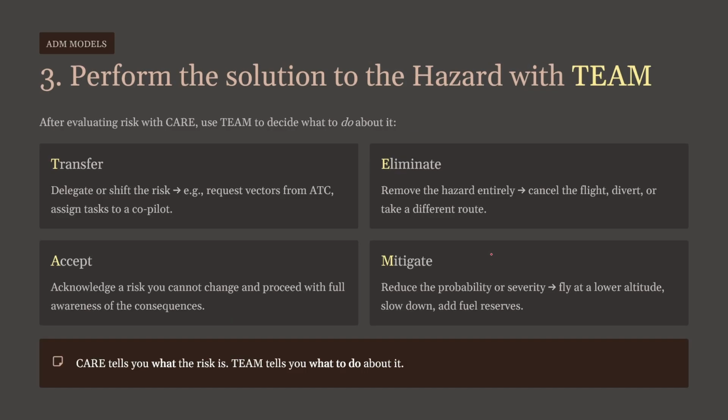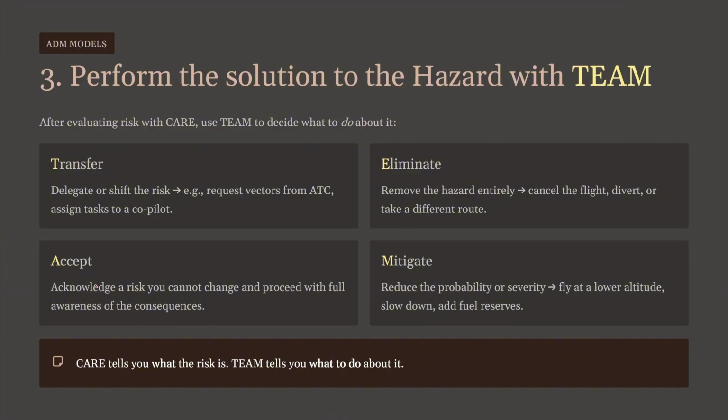Okay. And once the pilot understands the risk, TEAM helps decide what actions to take. So T stands for transfer, which means shifting some of the risk, such as asking ATC for help or sharing tasks with another pilot. And E stands for eliminate, which means removing the hazard completely. So maybe by delaying, diverting, or canceling the flight. Okay, pretty normal. And A stands for accept. Which means recognizing a manageable risk and continuing with full awareness. Okay.